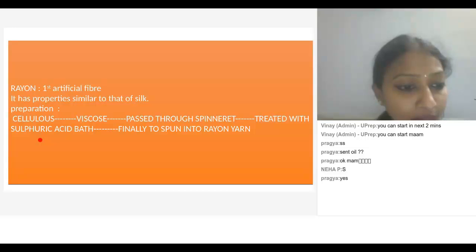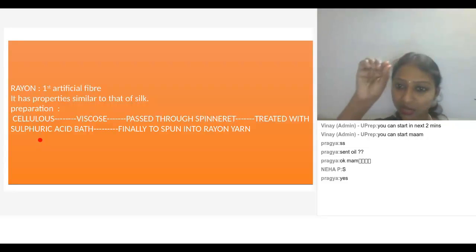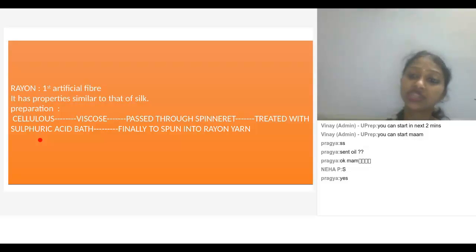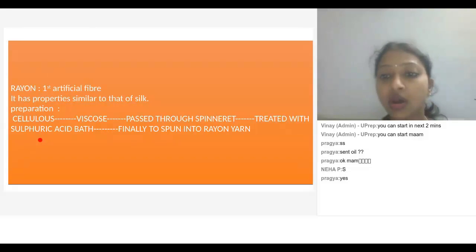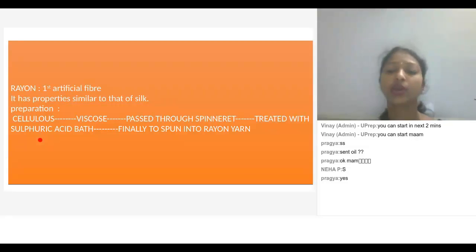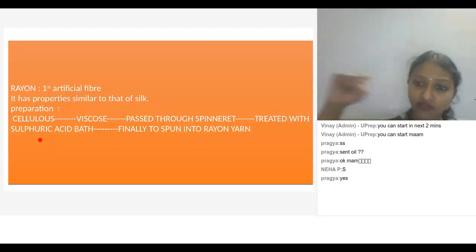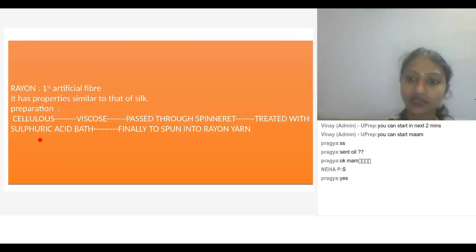Am I right? Yes, ma'am. It's not like dropping, it's like a thin layer from the spinneret. It is treated with a sulfuric acid bath, or some acid is added to it, and even a base also. You are going to learn this in brief in the higher classes. After the spinneret, a thin thread-like viscose is passing.